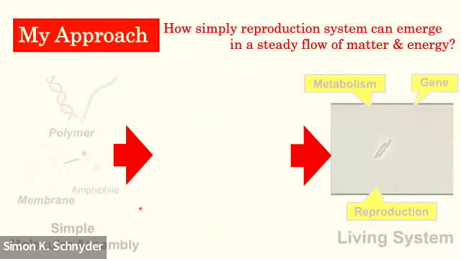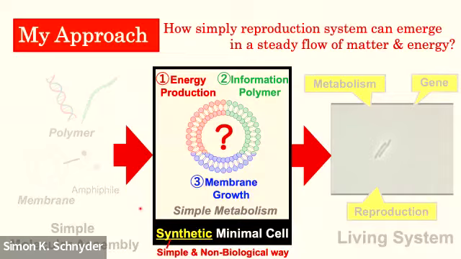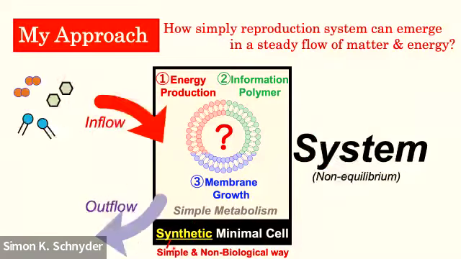So in this study, my research approach is constructing a transient system or intermediate system from simple molecular assembly to partially reproduce some characteristics of the living system by using three chemical units in a simple metabolism system. This system I call a synthetic minimal cell system. Synthetic means I want to construct such a transient molecular system from simple molecular assembly by using simple and non-biological systems, because the biological system is already a sophisticated system.